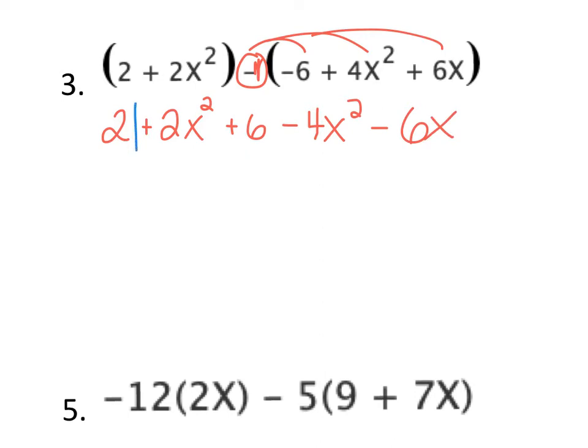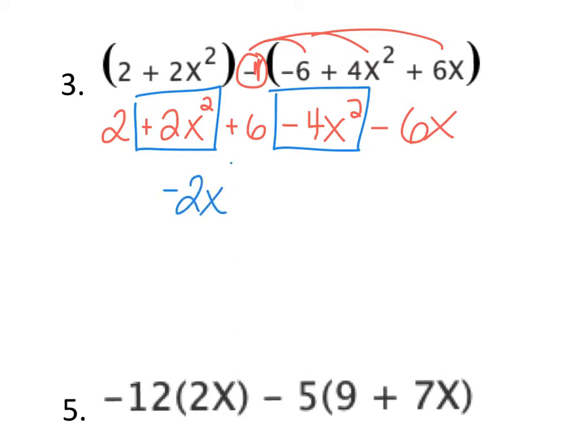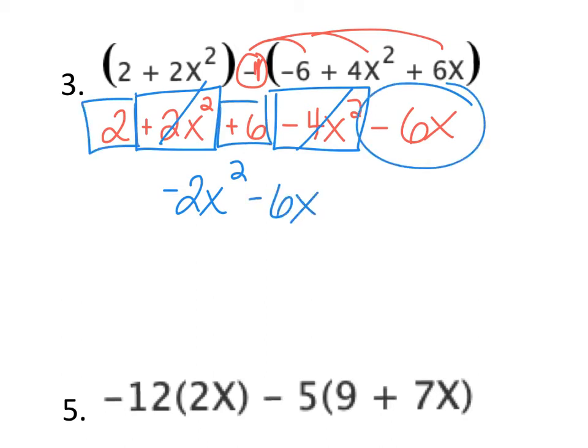Now I look for like terms. 2x squared minus 4x squared is negative 2x squared. Cross those off. Now I have minus 6x. And 2 plus 6 would be plus 8. It is simplified because there's no like terms or parentheses remaining.